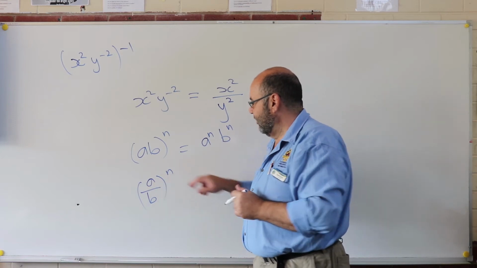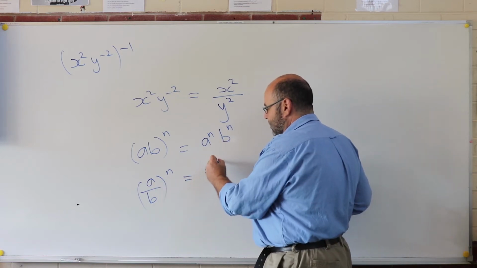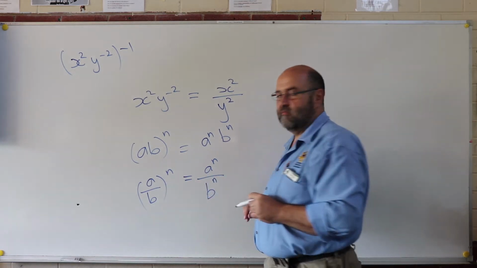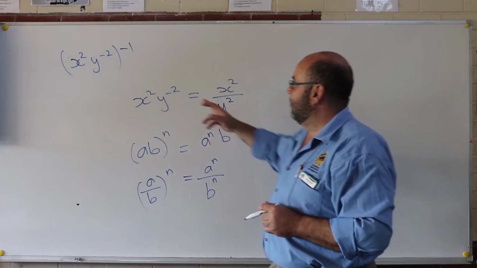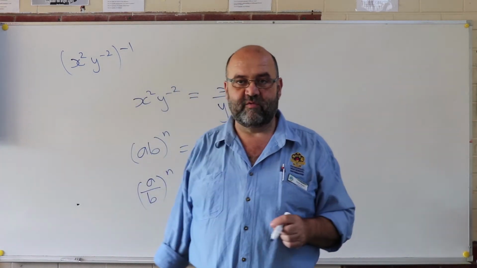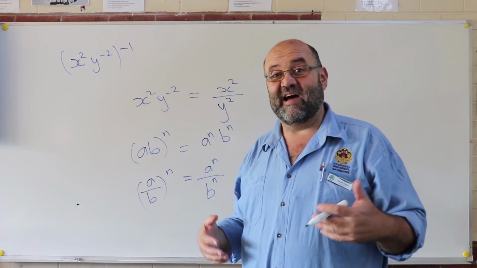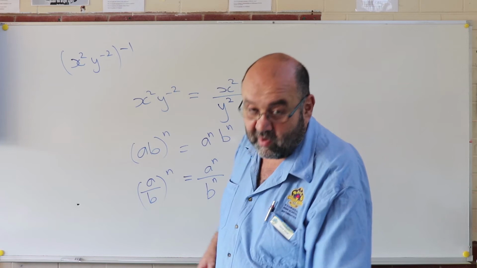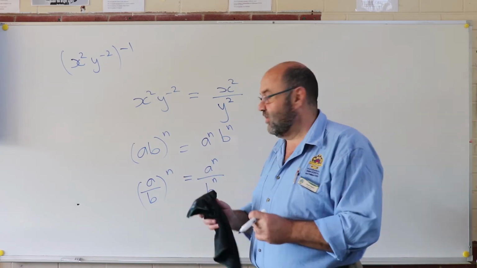Okay, over here, a will be raised to the power of n, and b will be raised to the power of n. So this power somehow is going to be going on both of these terms, the x squared and the y squared. Well, that opens up another index law for us. So let's look at this one last one, and then we can get back into solving our problem.